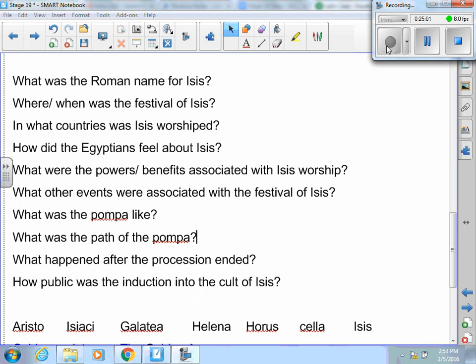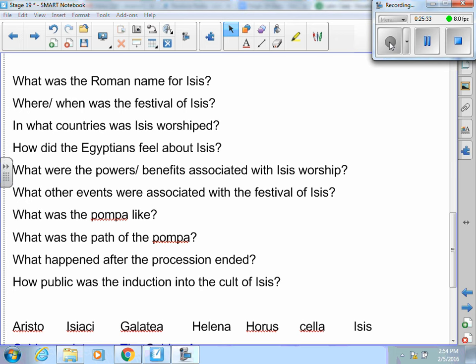The powers and benefits associated with Isis worship: women were given equal rights, pretty much, or equal power with the men. That was one power or benefit. Another one was it gave them a hope of life after death. This is really not typical of Roman gods and goddesses. We see how heroes typically were able to defeat death in some way and were thrown into the stars. But as far as an actual life after death or a being after death, Isis offered that to them.